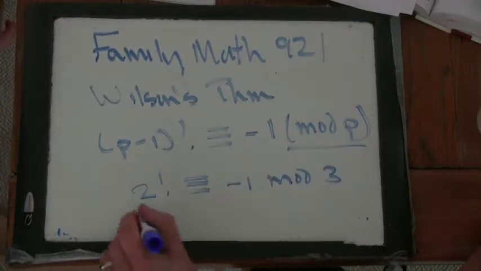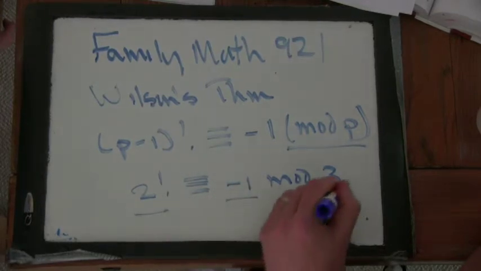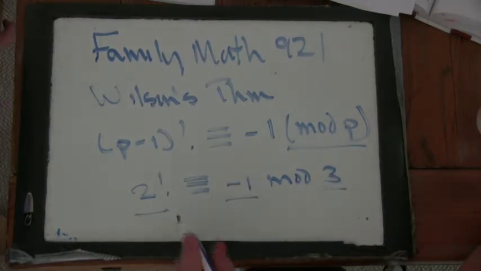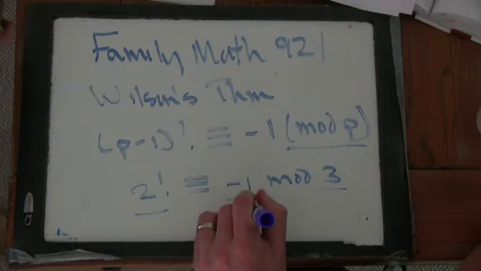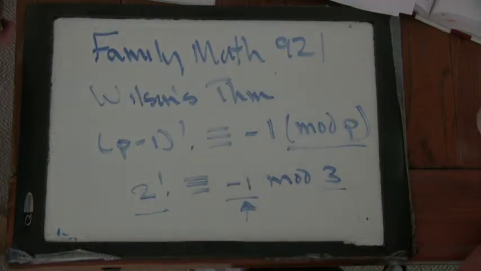Okay, so is 2 factorial the same as minus 1 mod 3? It is. And what does that mean, minus 1 mod 3? It's 1 less than a multiple of 3. Okay, cool. Let's check it for another one.